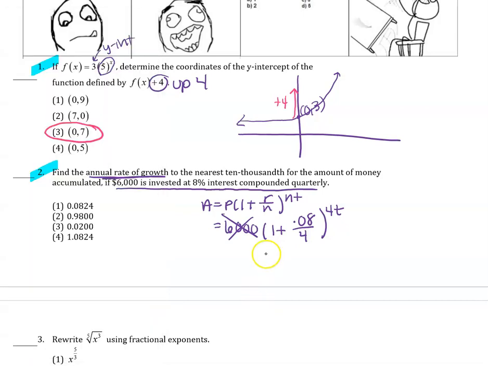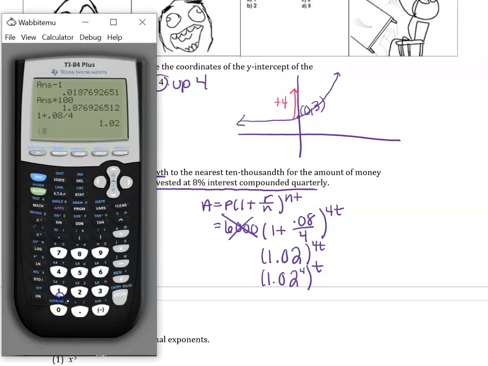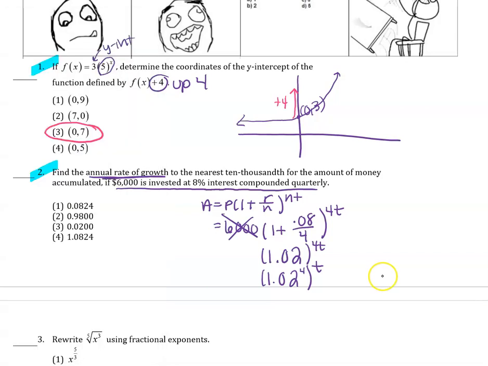Okay, so 1.02. But that's raised to the 4t, which is 4 times a year. We want 1 year. So I'm doing 1.02 raised to the 4. I brought that t in. Okay, so I get 1.0824. Okay, now that's the base, which is equal to 1 plus r. So if you subtract 1, that's 0.0824, which is answer 1.